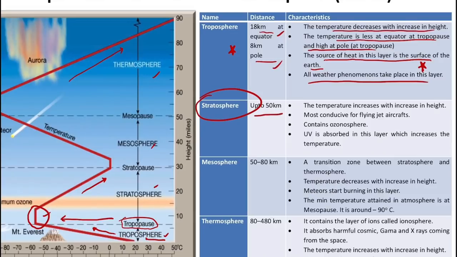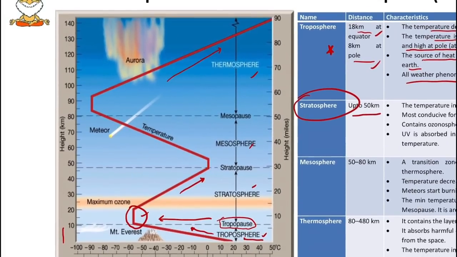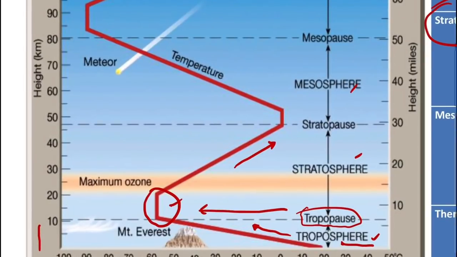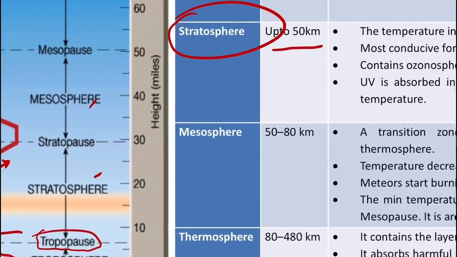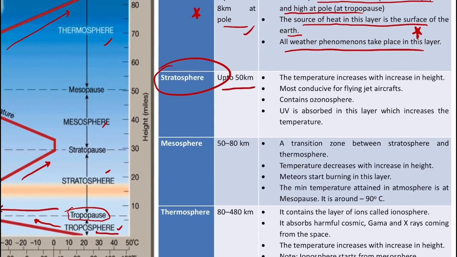The second important layer is the stratosphere. It extends up to 50 kilometers. You can see in the figure, the stratosphere generally starts from around 20 to 50 kilometers. I have already discussed that in the stratosphere the temperature increases with respect to height. The first important characteristic of this stratosphere is that temperature increases with increase in height, and it is most conducive for flying jet aircraft. As I told, all weather phenomena take place in the troposphere, so usually there are no clouds or humidity in the stratosphere. That's the reason it is most conducive for flying jet aircraft.